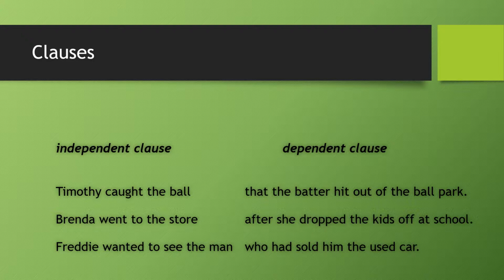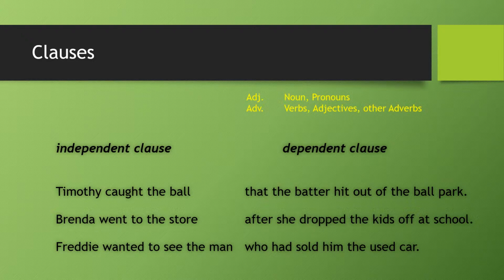Now, Brenda went to the store. Again, that's a complete sentence. We add the dependent clause after she dropped the kids off at school, and it modifies or gives further explanation to the independent clause. Freddie wanted to see the man. Well, what man? Well, the man who sold him the used car. So now we've got a combination of an independent clause and a dependent clause, and they make a complete thought. The dependent clause modifies or gives explanation to the independent clause.